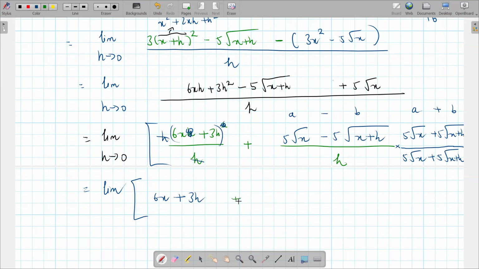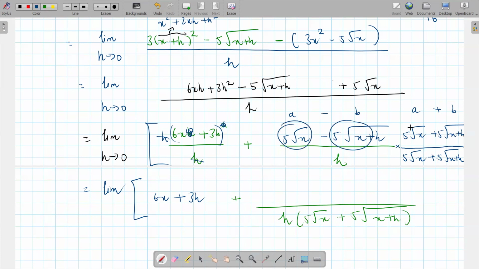And now let's look into this. H times that is just H times that. There's no really cleaning up anything here. So 5 root x plus 5 root x plus h. Now let's look at the numerator. We have a minus b, a plus b. That's a difference of squares. That's a squared minus b squared.